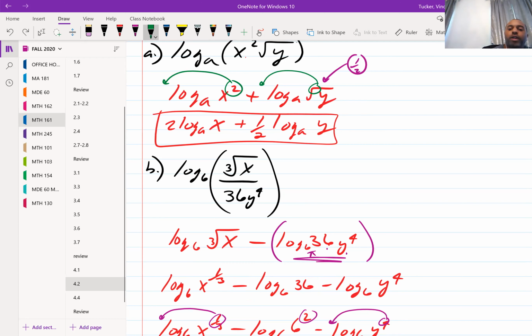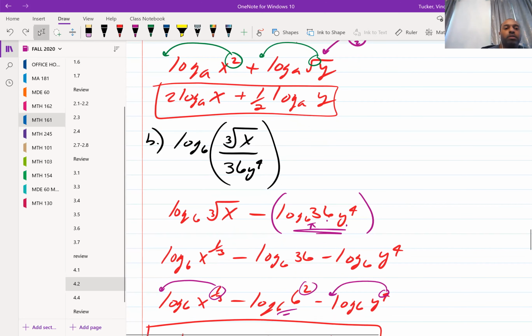All right, so now also when we look at why it was important that we break up the 36 and the y to the 4th, it is because we have a base of 6 for our log, and 36 can be written in terms of 6 by rewriting it as 6 squared. So that's what I do here. Let me erase this. So we have log base 6 of x to the 1/3, log base 6 of 6 squared minus log base 6 of y to the 4th.